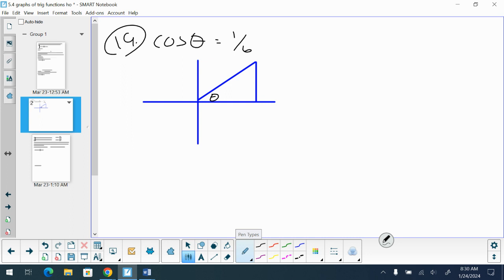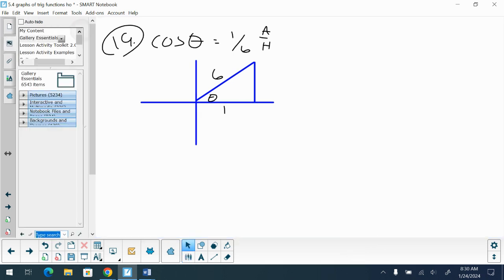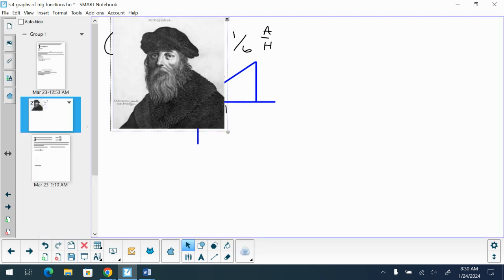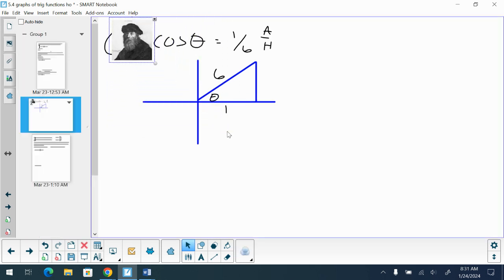I'm going to make the cosine of this angle, which is defined as adjacent over hypotenuse. My adjacent side is a value of 1. My hypotenuse is a value of 6. We have our good old buddy Pythagoras, which will allow us to find the third side here.